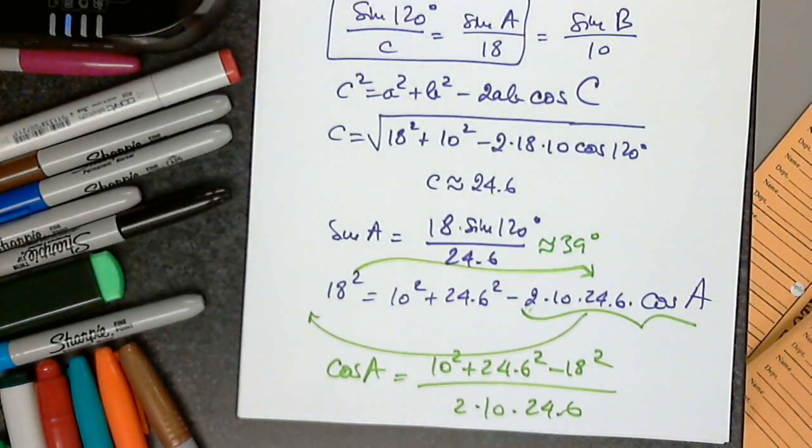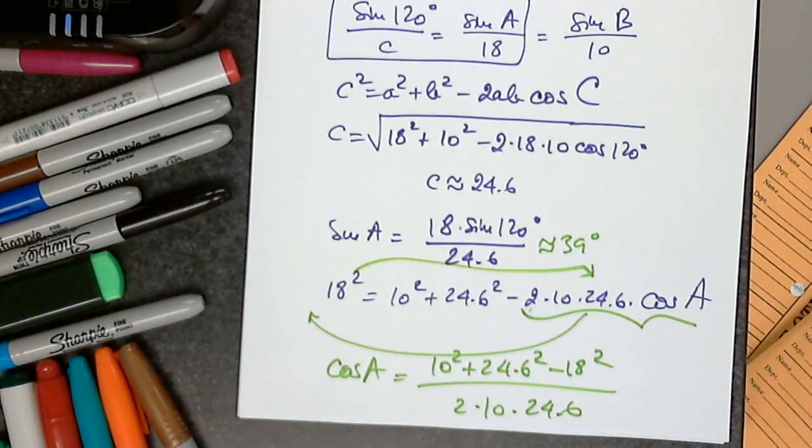Now with the other formula, with cosine, I will get, in parentheses, 10 squared plus 100 plus 24.6 squared minus 18 squared. Sorry, I was looking at something else. Close the parenthesis, divided by, in parentheses, 20 times 24.6, close the parenthesis. So whatever I get, fine.